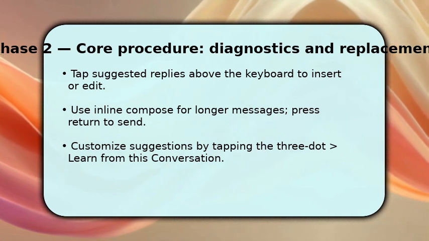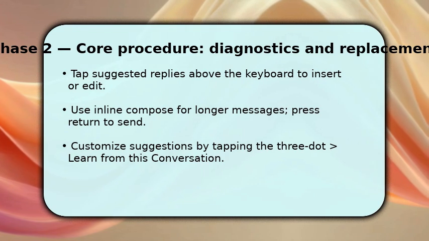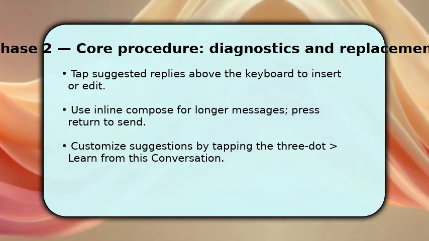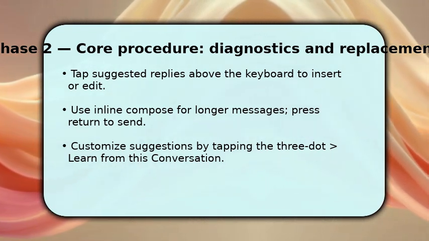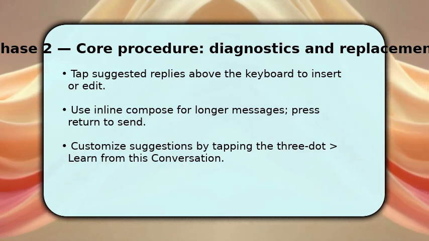To refine behavior, tap the three-dot menu and choose Learn from this conversation so the assistant adapts to style and tone. You'll notice faster, context-aware replies. Keep correcting small errors so the model improves over time.